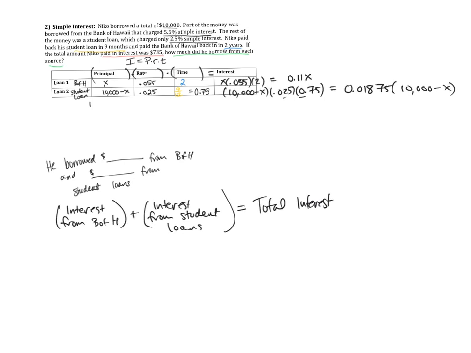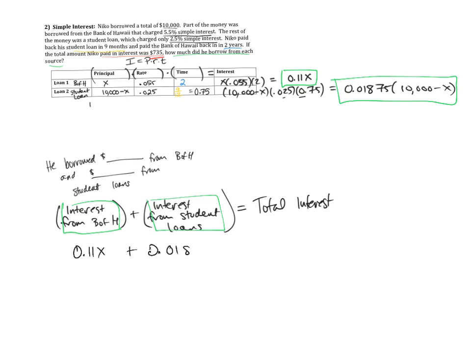Okay, so I'm going to add the interest from both of these, and together that adds up to 735. Okay, so here we go. We've got 0.11x plus 0.01875 times 10,000 minus x, and that's equal to 735. And now I have an equation I can solve. And it's a little bit unpleasant with that decimal, but that's okay.